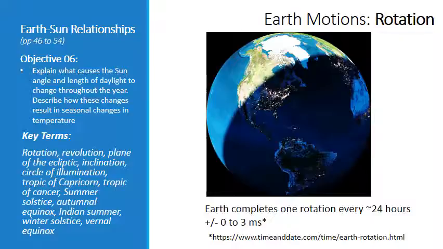Earth has two principal motions, rotation and revolution. And so in this class, it matters that you know the difference between the two. Rotation is the spinning of Earth on its axis that takes 24 hours, one day, and produces the daily cycle of daylight and nighttime.